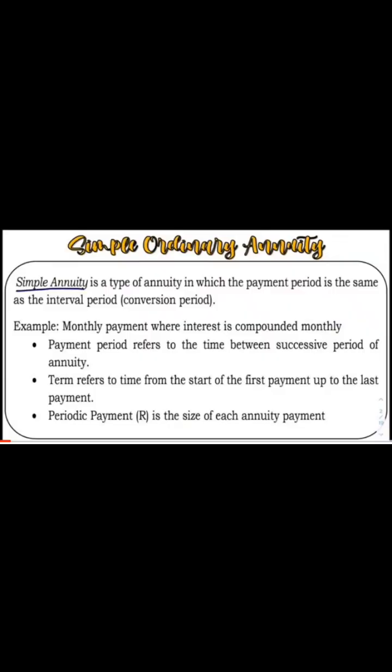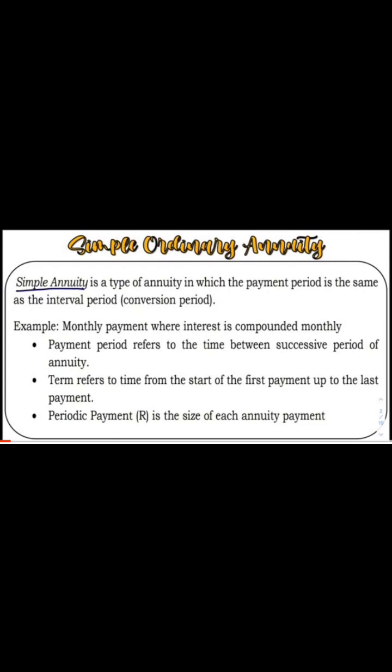In this video, you are going to learn how to solve a simple annuity. So, what is a simple annuity? A simple annuity is a type of annuity in which the payment period is the same as the interest period. Example, monthly payment where interest is compounded monthly.